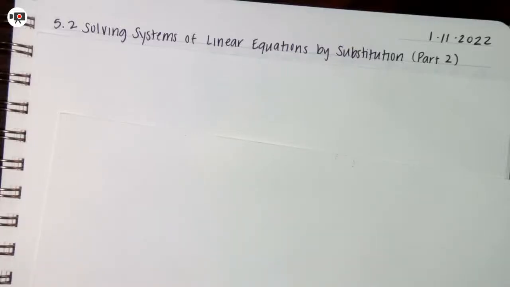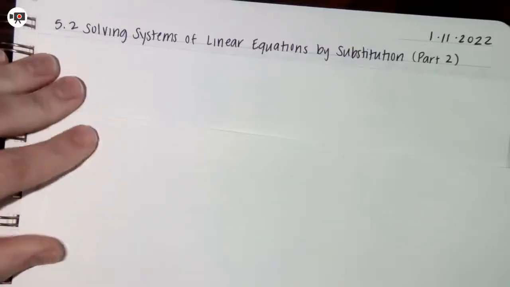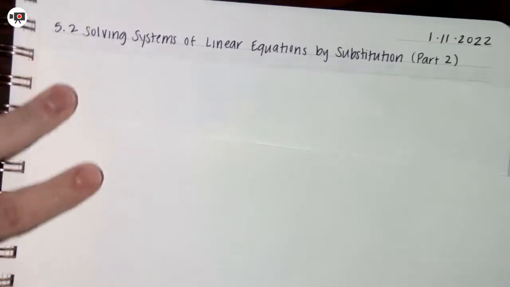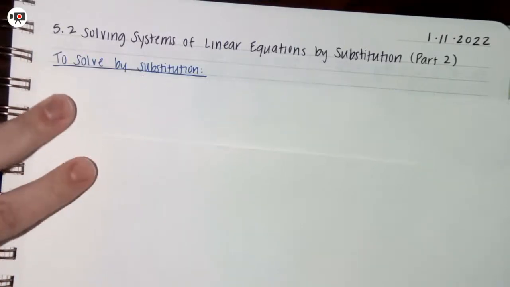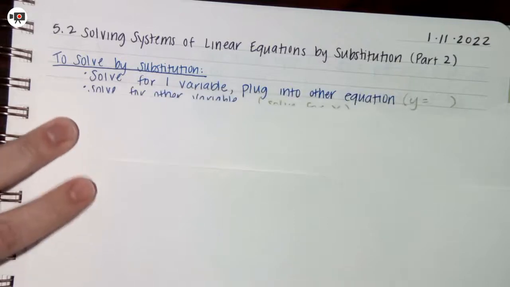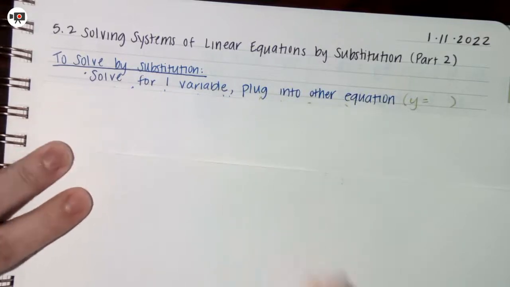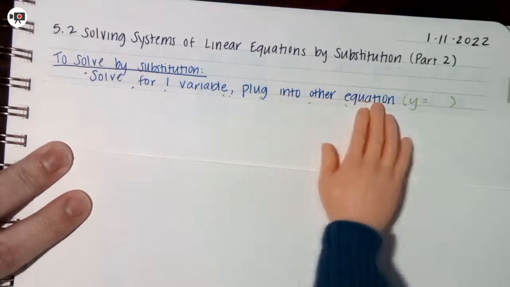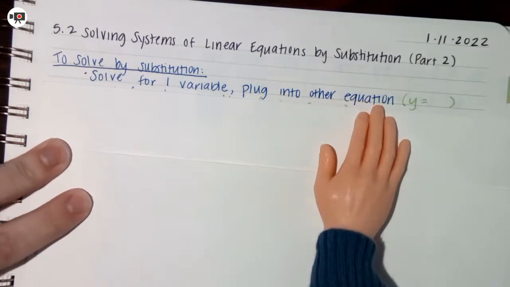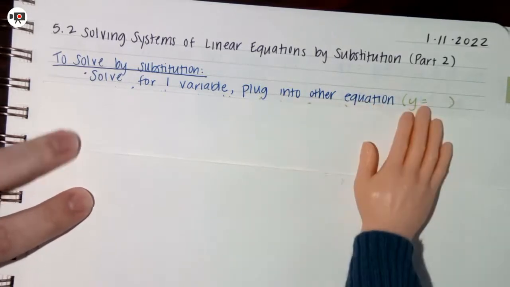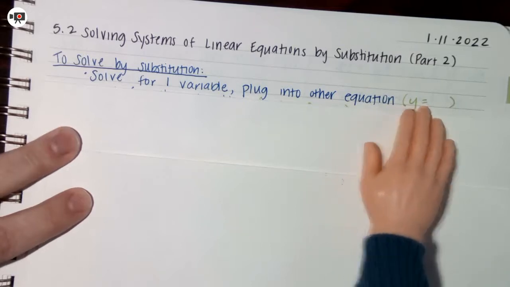This is 5.2, Solving Systems of Linear Equations by Substitution, Part 2. Just to remind you, to solve by substitution we have a few steps. First, you're going to solve for one variable and plug it into the other equation. So, you could solve for y, and you get a y equals and a bunch of stuff.